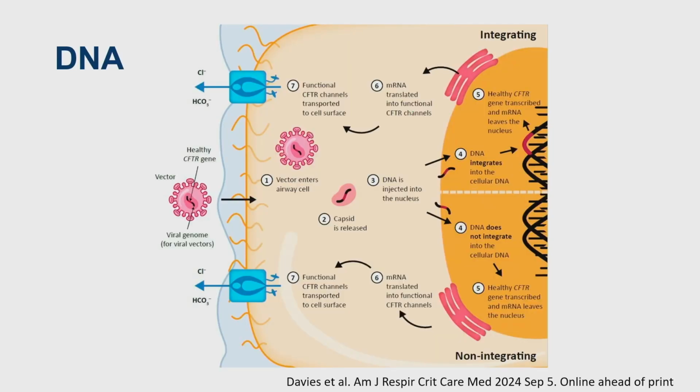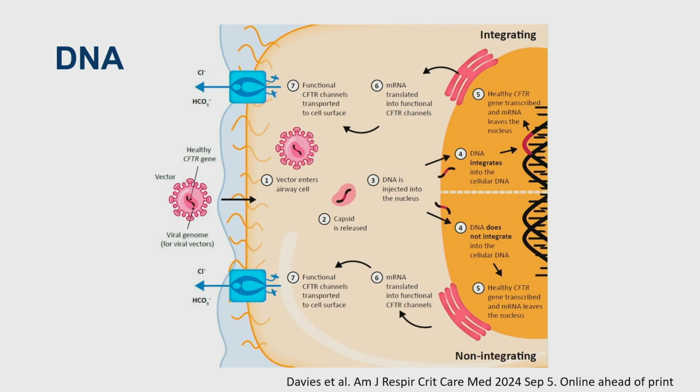Now, DNA is a little bit more complicated. And this image becomes more complicated partly because they're including integrating and non-integrating. So if we focus in the middle of the picture, it is the same for both. So we have a vector that is carrying a healthy CFTR gene. It's then fusing with the cell membrane. The vector enters the airway cell, the capsid is released, and now we want DNA to get into the nucleus, because DNA in the cytoplasm is not going to do us much good.